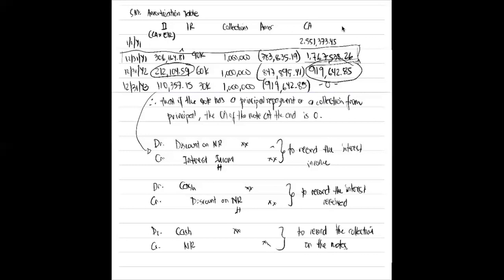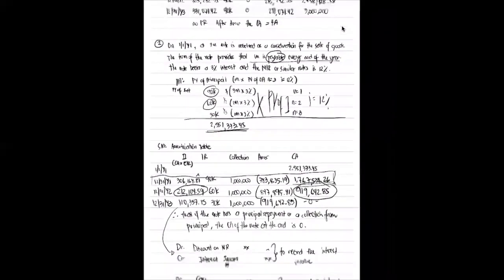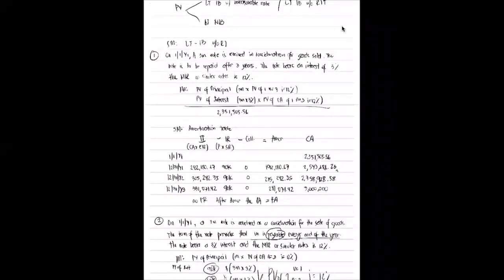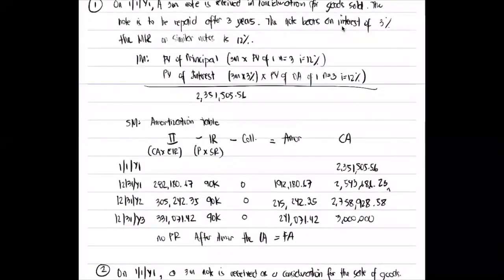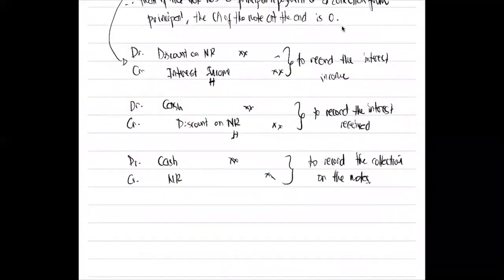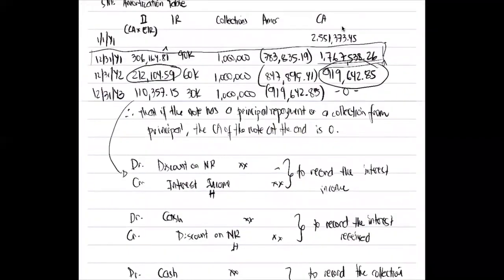And we gave an example of one type wherein the carrying amount is equal to the face amount. So when it is equal to the carrying amount, there is no principal repayment. After amortization, the carrying amount is equal to your face amount. If there is a principal repayment, at the end of your amortization, the carrying amount is 0.